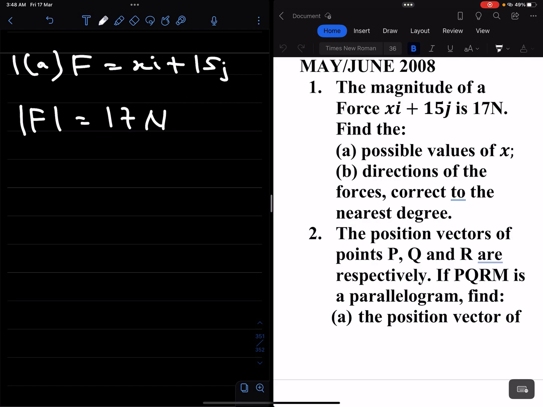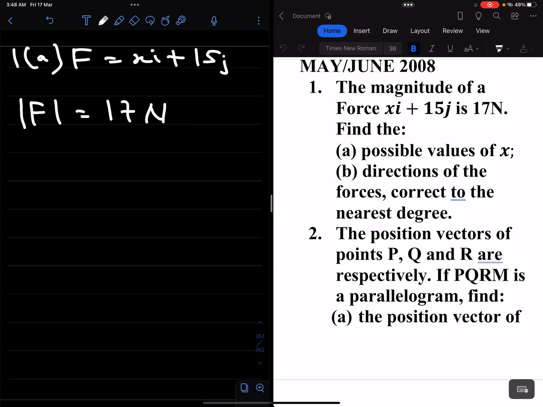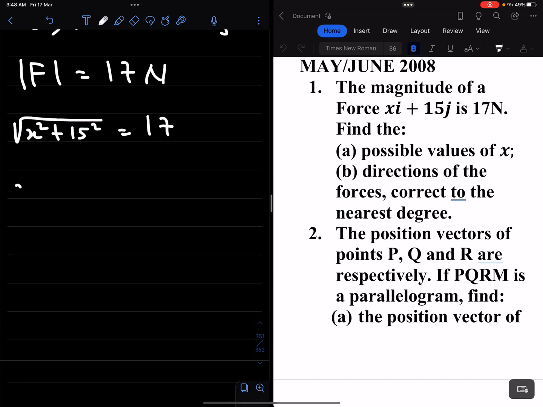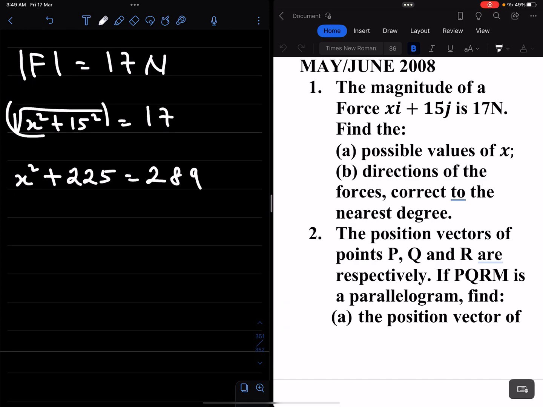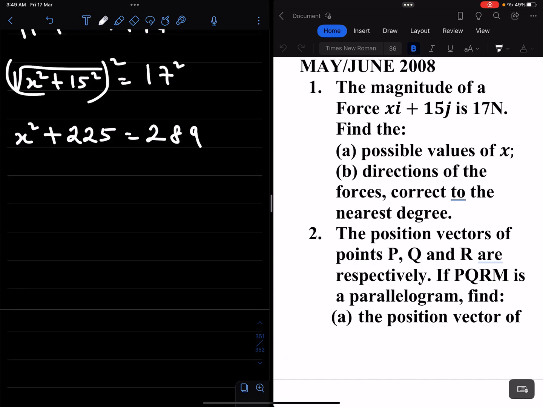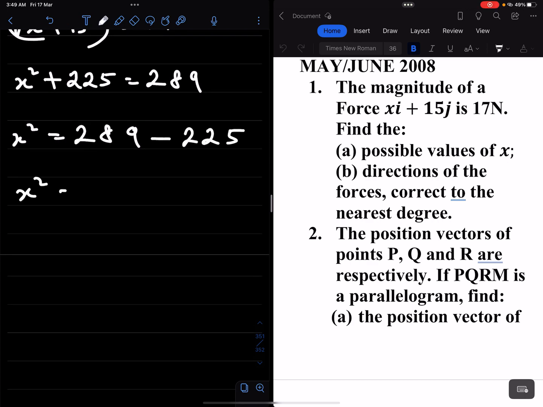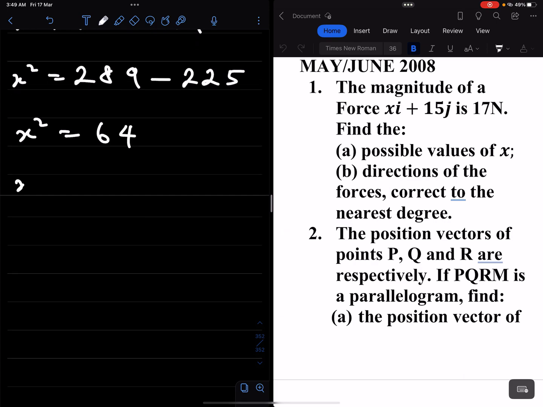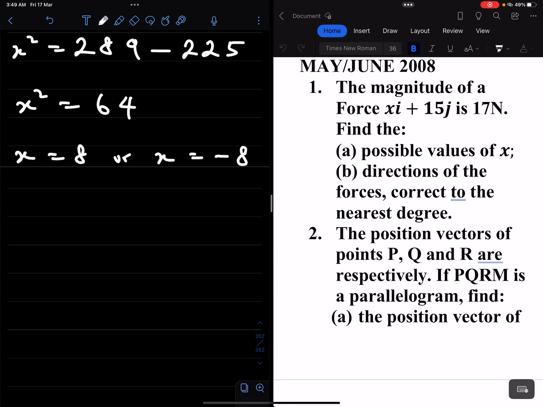Now, question A says find the possible values of x. The magnitude is given by the square root of x squared plus 15 squared, and that value is 17, and that simply means x squared plus 15 squared, which is 225, equals 289. That's what you get if you square both sides. And this simply means x squared equals 289 minus 225, which simply means x squared equals 64. And that means x equals 8 or x equals minus 8. So those are the possible values of x.